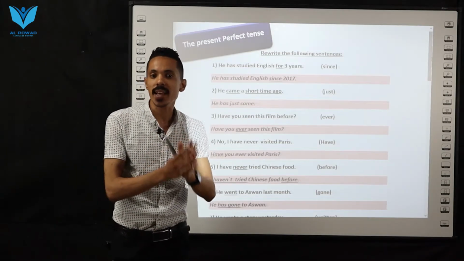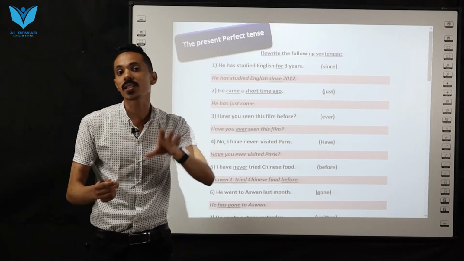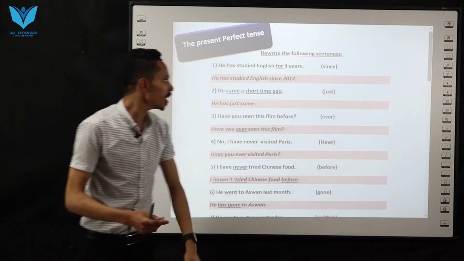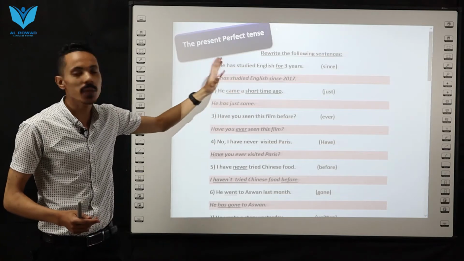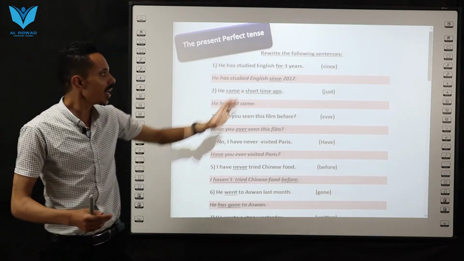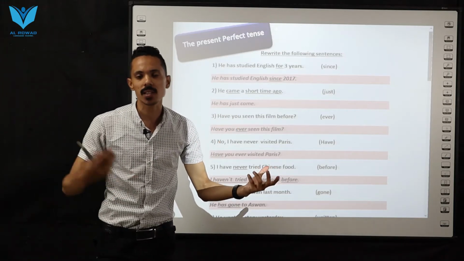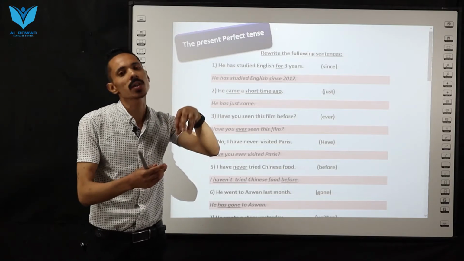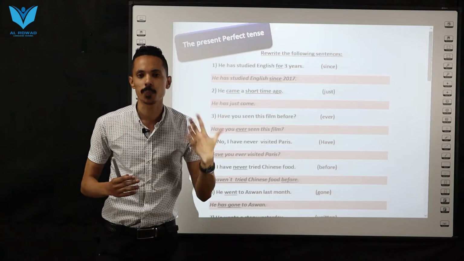So the action has started in 2017. And this is the starting time of the action that will come after since. So the answer here, he has studied English since 2017. After for, the period from the starting in the past until now. After since, the time of the starting of the action only in the past. This is for the first point.